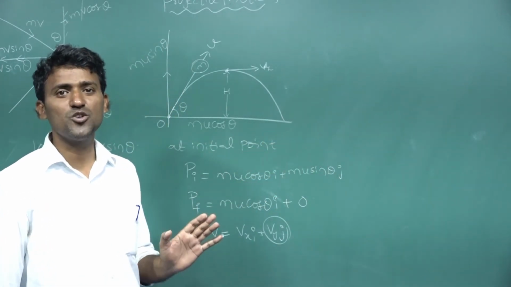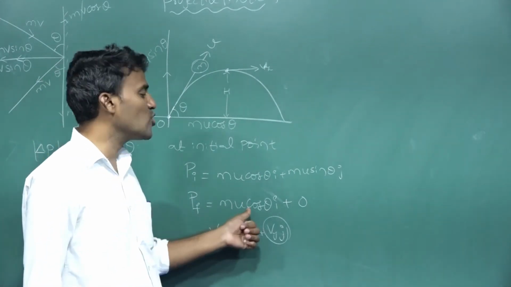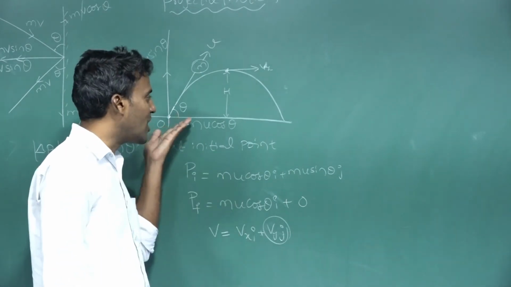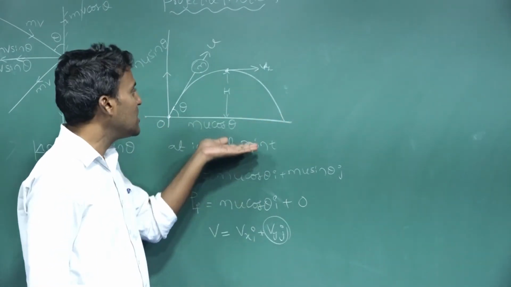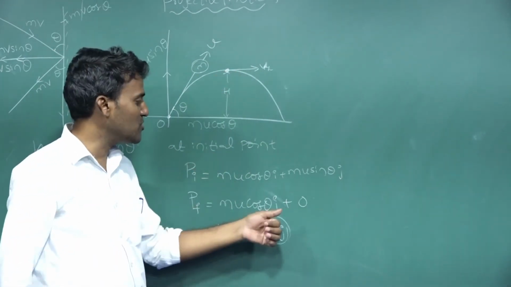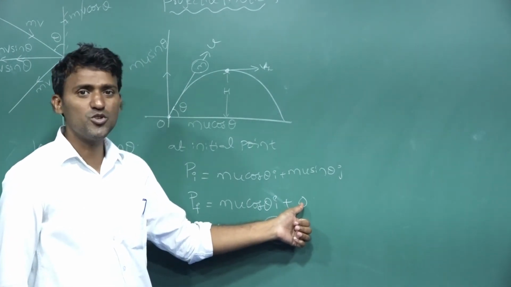Velocity of the object is u cos theta. Now we are taking its momentum, so that's why I have written mu cos theta. So final momentum is nothing but, along the horizontal direction, mu cos theta. Along the vertical direction at the highest position, velocity is 0, Vy is equal to 0. So that's why this part becomes 0.